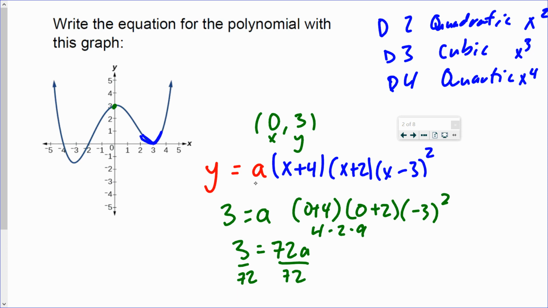So instead, I want to simplify that. 24, I think. 1/24. I think that's into that, right? Yeah, 12. Perfect. So this would be my final equation: 1/24 times x plus 4, x plus 2, x minus 3 squared.